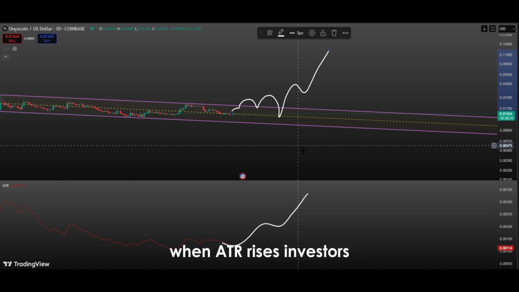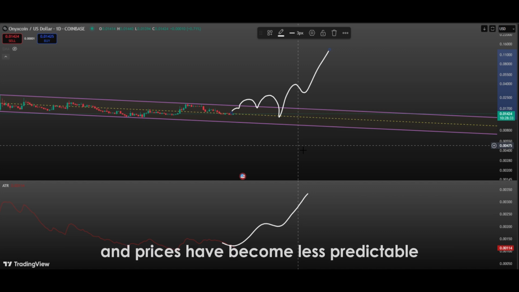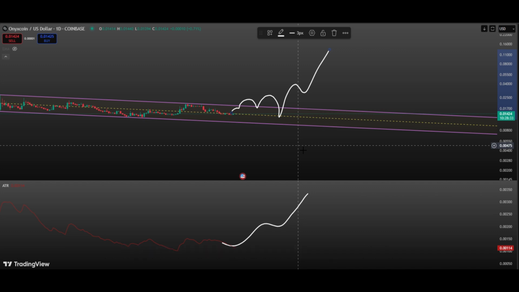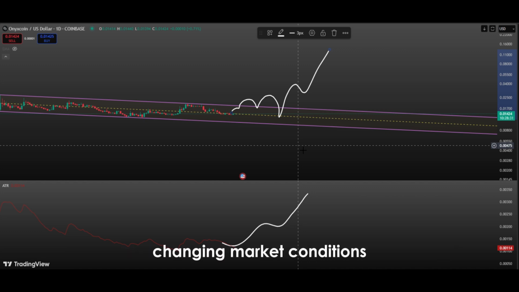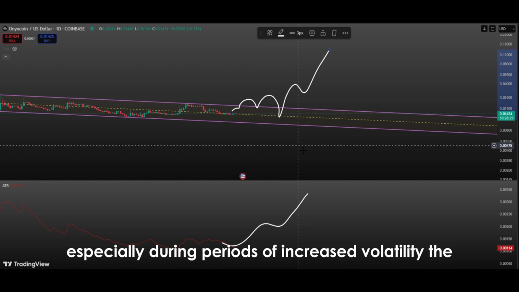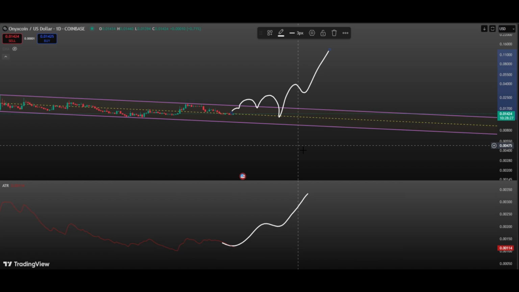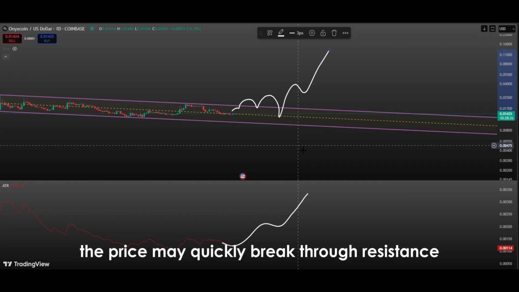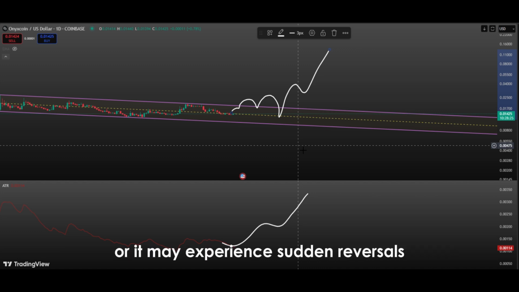When ATR rises, investors realize that uncertainty in the market has increased and prices have become less predictable. Therefore, ATR plays an important role in measuring changing market conditions and in helping traders determine their risk management strategies. Especially during periods of increased volatility, the way the price reacts may change. For example, the price may quickly break through resistance and support levels that it previously could not reach, or it may experience sudden reversals at these levels.